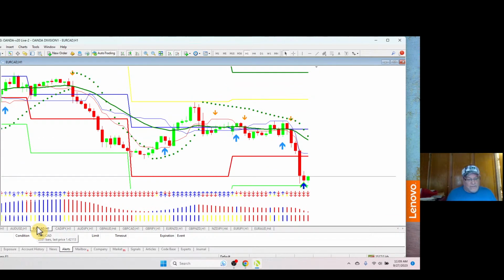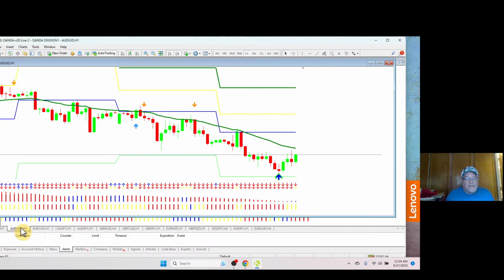EuroCAD is pushing up. So we'll keep an eye on those. Let's see the Aussie dollar. Okay, it's pushing back up too. And let's see.